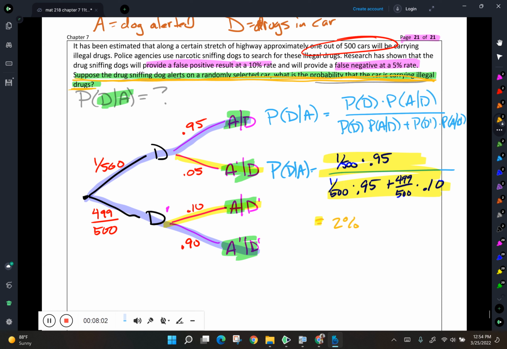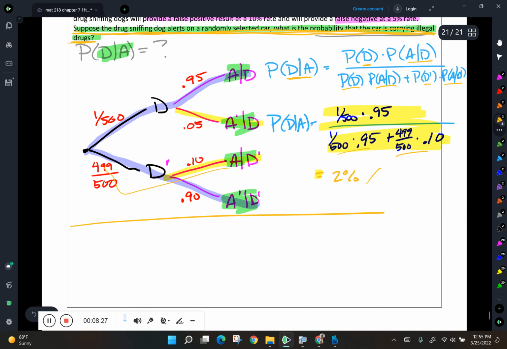Bayes' theorem says if you want the probability of D given A, find the probability of D times A given D, over D times A given D plus D complement times A given D complement. 1 out of 500, that looks good. 499, 10, that's good. Yep, that's correct. Okay. So, Bayes only.